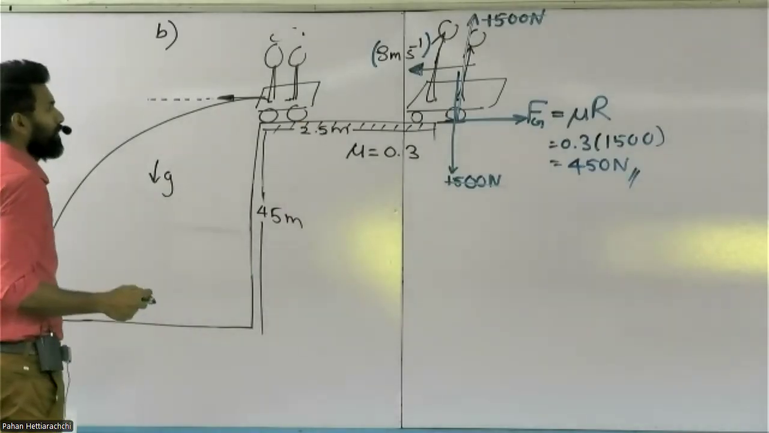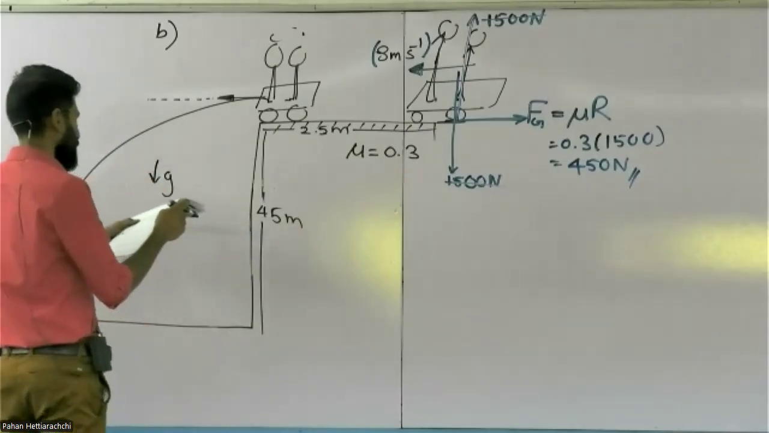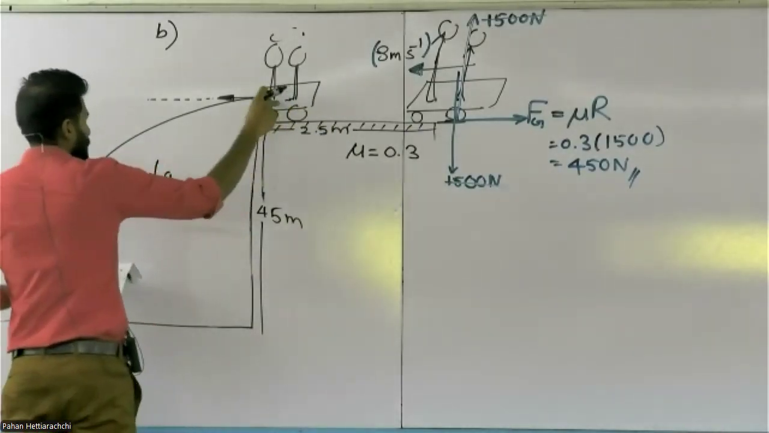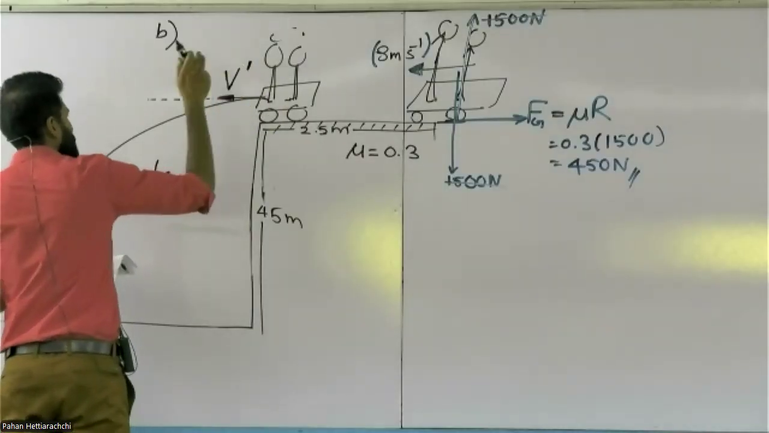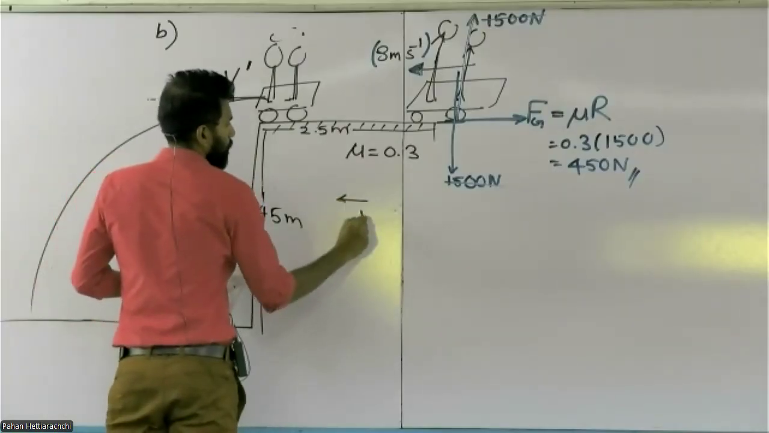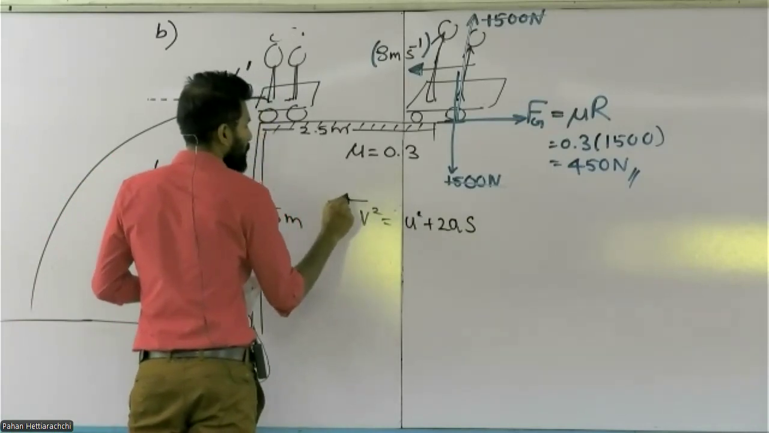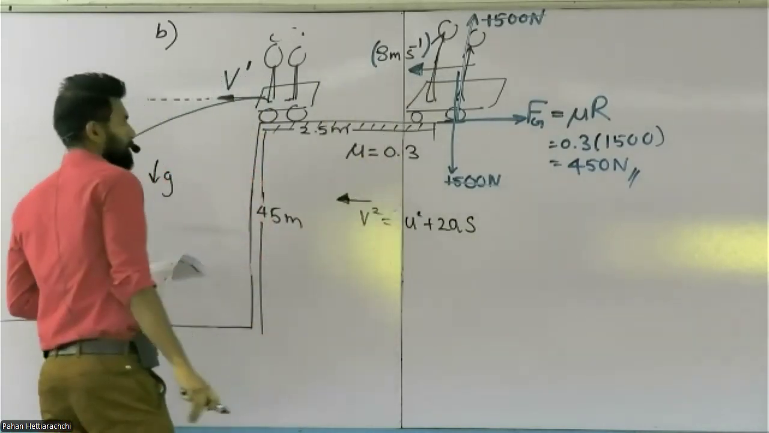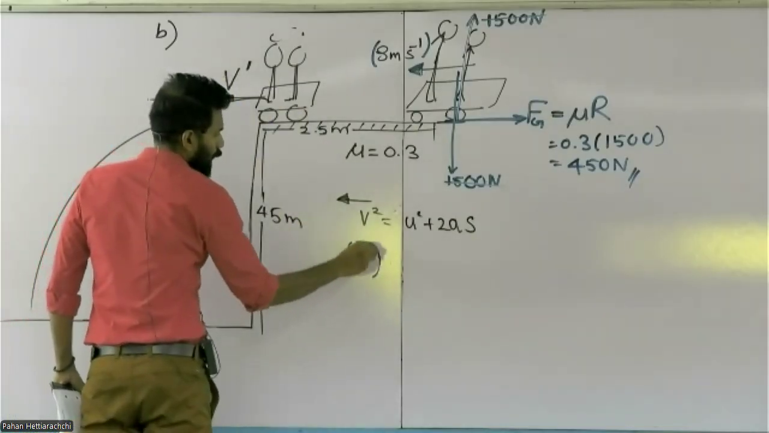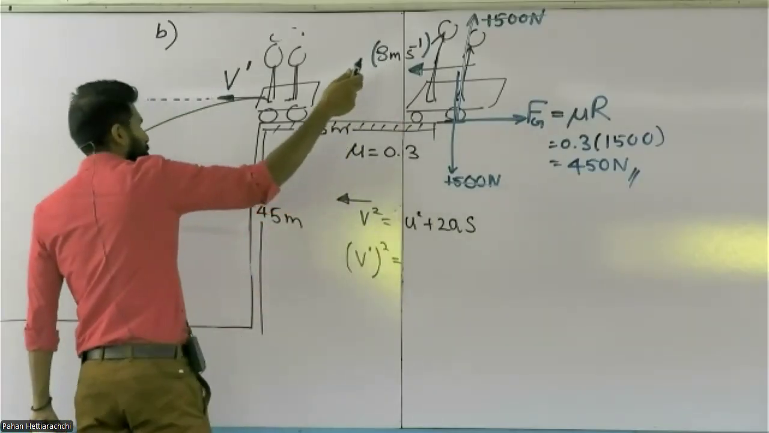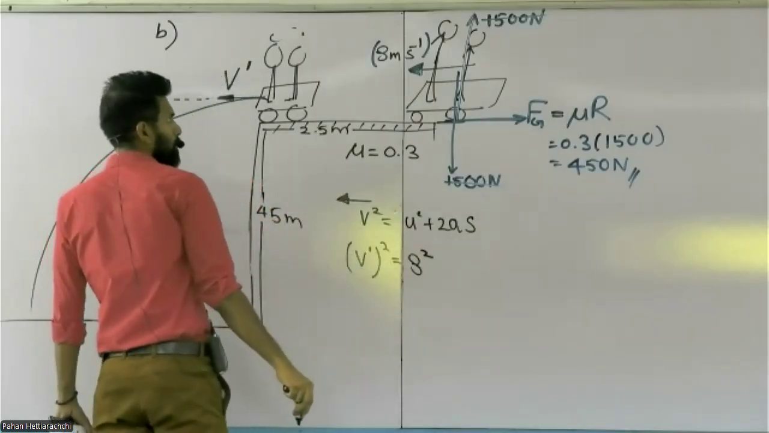Due to this 450 newtons, the velocity to the left side will reduce. They will come to the edge, let's say with the velocity v dash. Apply v squared is equal to u squared plus 2as to the left side, from the point that they start to move left. At the edge, this system will have a velocity of v dash squared. Initially, at the considered point, they had a velocity of 8 due to the conservation of momentum.